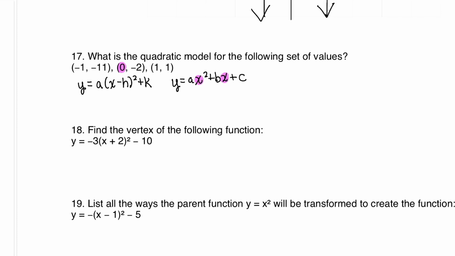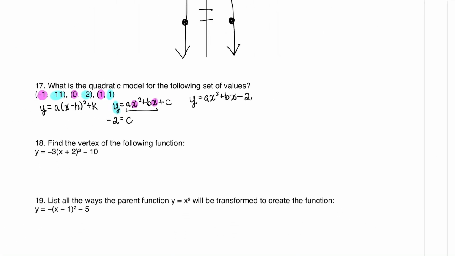And then we're also going to plug in our y value right here. That's going to yield -2. These both are going to cancel out. So we're going to get a direct result of C there. So now we have y equals ax squared plus bx minus 2. And we can go ahead and create a system of equations with the other 2 points. So we're going to plug in -1 and -11 for x and y respectively. Then we're going to plug in 1 and 1 for x and y respectively. Then create a system of equations and do either substitution or elimination.